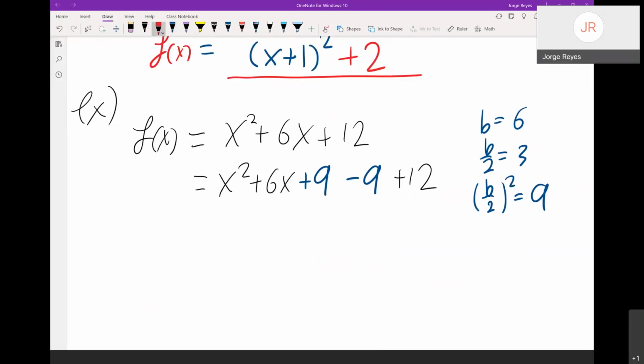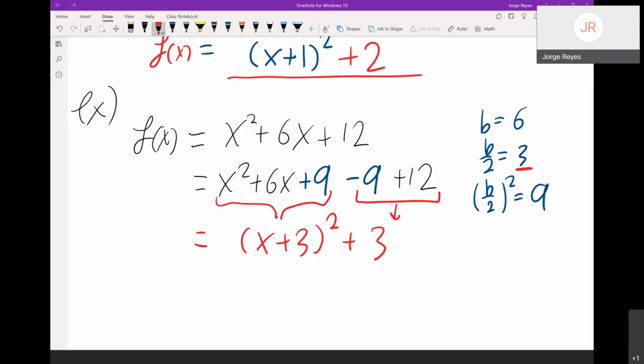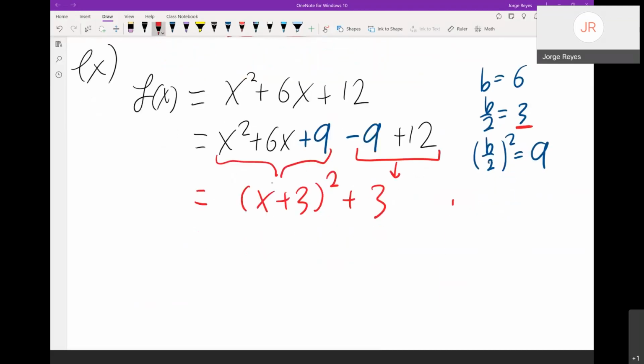Okay, now this part is the complete the square part. So this becomes (x plus 3) squared. Okay, and then this we just figure out. So that's going to be plus 3. So there we go. So if we wanted to graph this, we would go up 3 to the left 3. I almost messed up the transformation. And then it would go up.